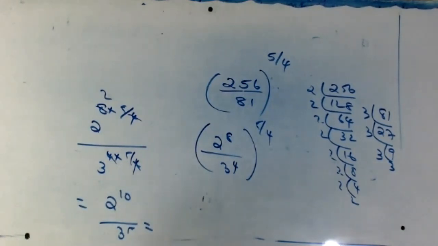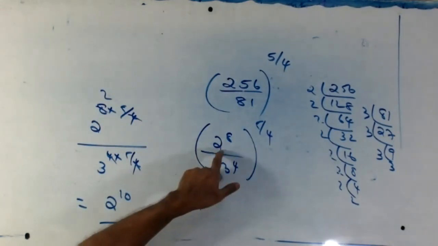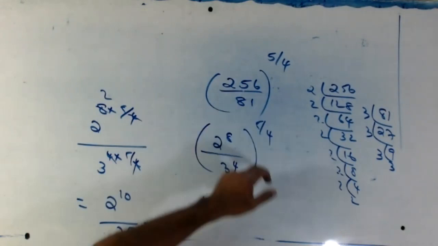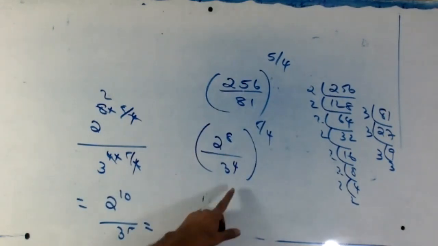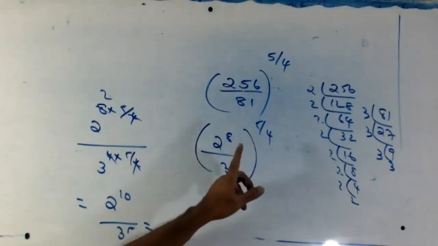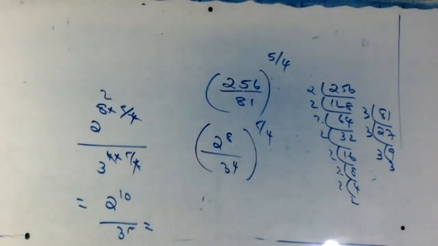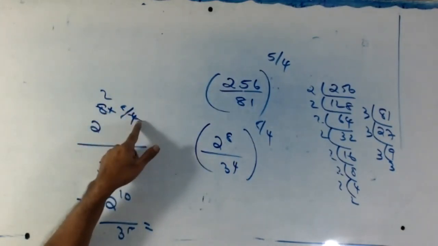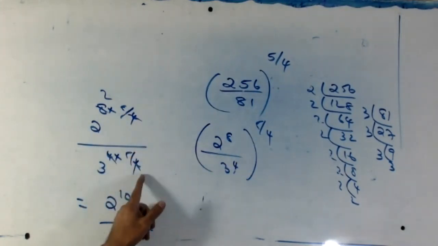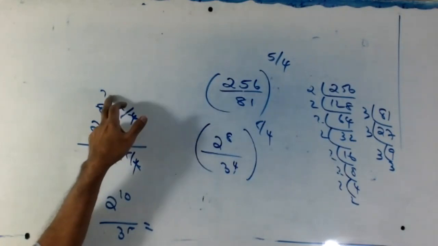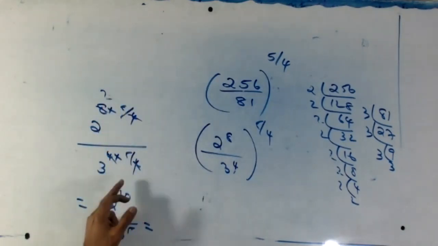You want to explain, Dhruv? Look at here. Listen, those who have doubt: 256 divided by 81, all raised to 5 by 4. 256 we factorized, we got eight 2s, so 2 raised to 8. 81 we got 3 raised to 4, all raised to 5 by 4. As per the rule, a by b all raised to n is a raised to n divided by b raised to n. So 2 raised to 8 into 5 by 4 divided by 3 raised to 4 into 5 by 4. The 4 and 8 cancel, 2 here, 5 here, so 2 raised to 10. This 4 cancels, 3 raised to 5.